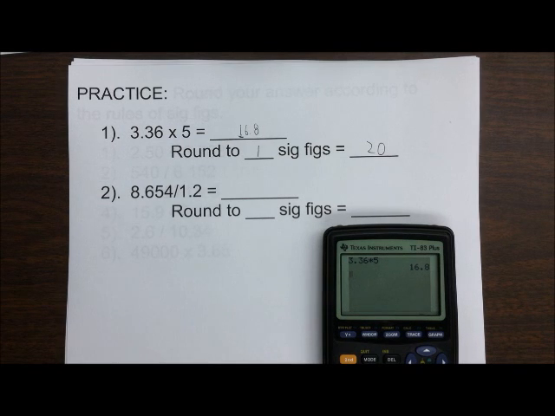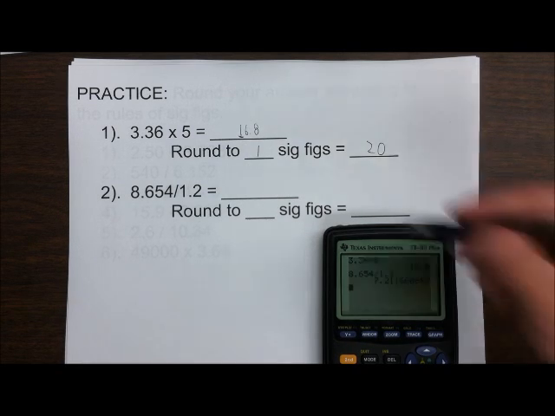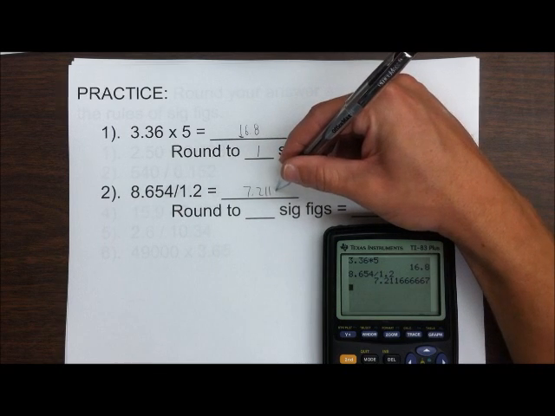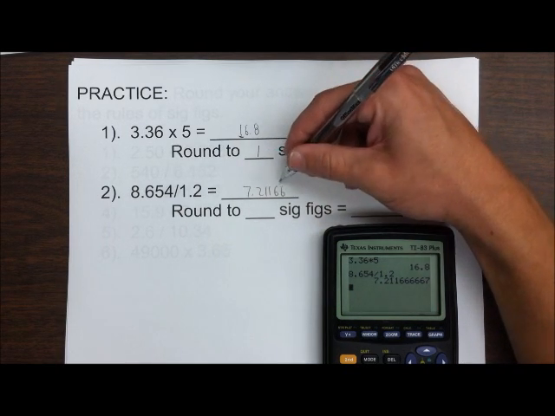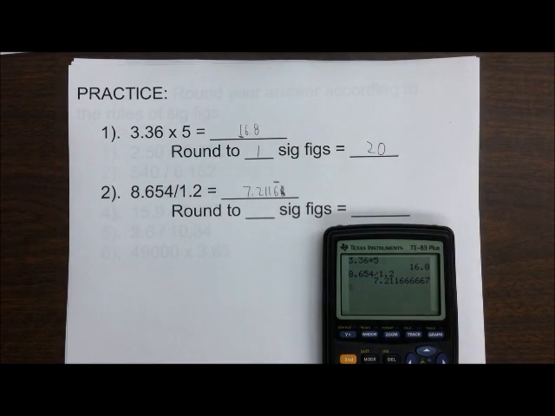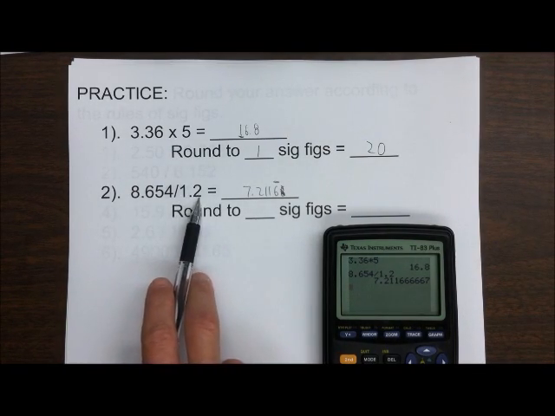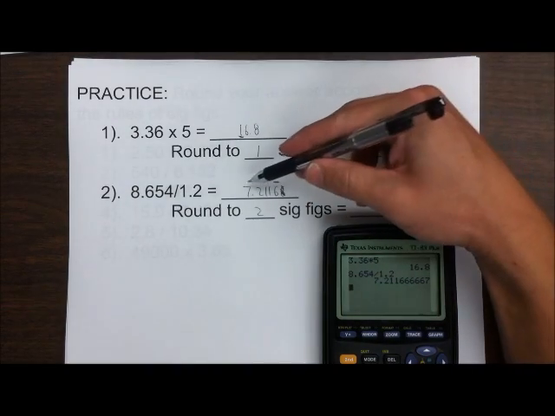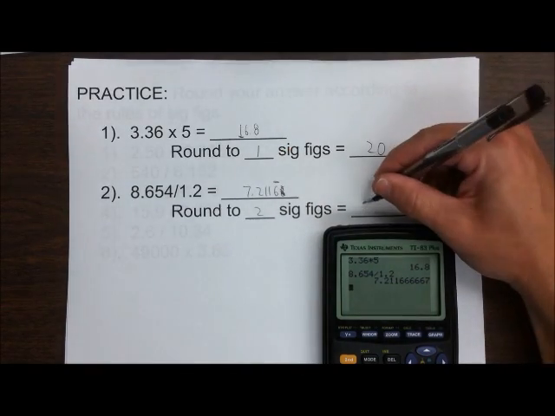For the next problem, 8.654 divided by 1.2 gives us 7.21166, and looks like these are repeating, so I'll just ignore that. However, since we divided by 1.2, we only have 2 sig figs anyway, so we're going to count 1, 2, and get 7.2.